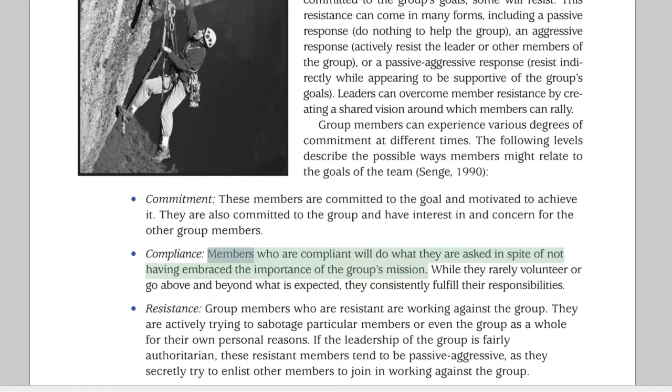Compliance. Members who are compliant will do what they are asked in spite of not having embraced the importance of the group's mission. While they rarely volunteer or go above and beyond what is expected, they consistently fulfill their responsibilities. Resistance. Group members who are resistant are working against the group. They are actively trying to sabotage particular members or even the group as a whole for their own personal reasons. If the leadership of the group is fairly authoritarian, these resistant members tend to be passive-aggressive, as they secretly try to enlist other members to join in working against the group.